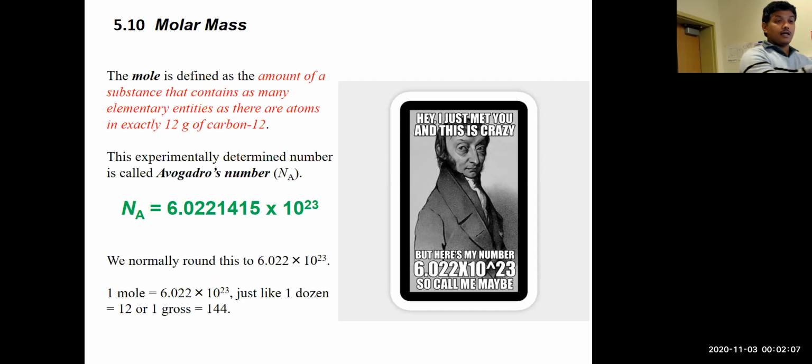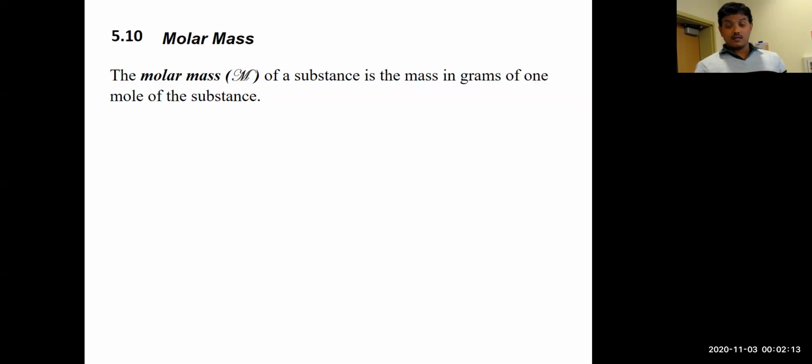This is for atoms. In the next slide, I'm going to move on to molar mass. When you say moles, we are trying to calculate mass in grams, because that's what it comes out to be. 12 grams of carbon-12 contains 1 mole of atoms. Based on that definition, I'm going to define molar mass as the mass in grams of 1 mole of a substance. Again, molar mass is the mass of the substance in grams per 1 mole.